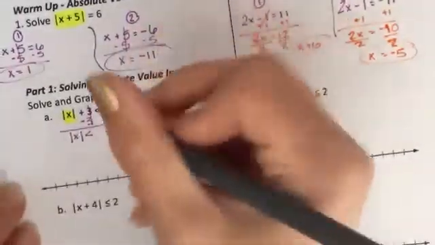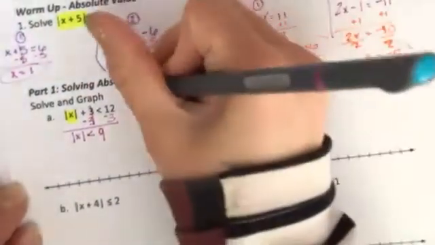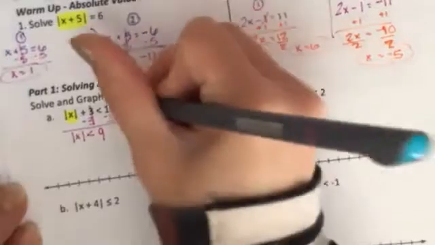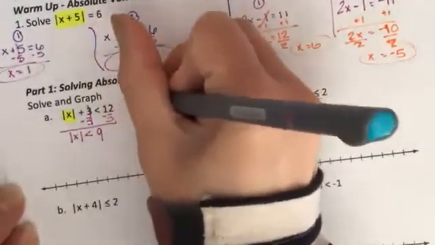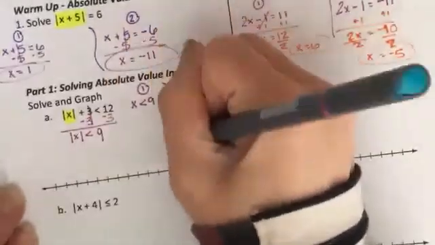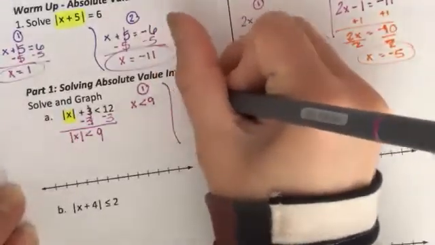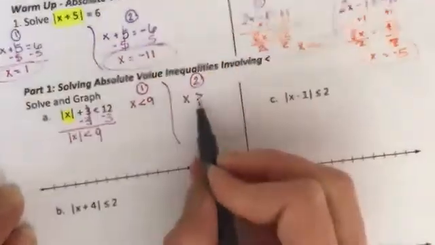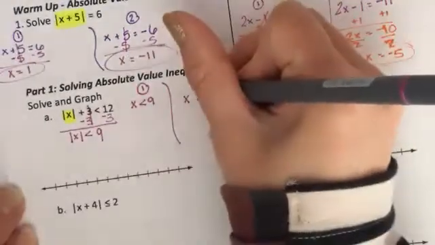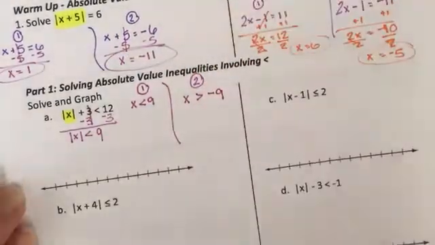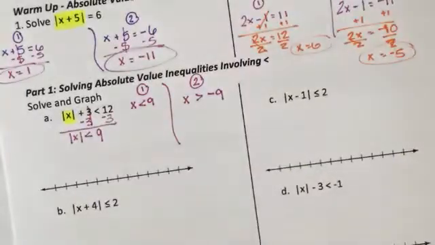12 minus 3 is 9. Okay, so case 1 is going to be the same thing. X is less than 9. But case 2, you have to flip your inequality symbol. So it's greater than now. And then I'm going to put a negative 9. And so then what we're going to do is we're going to graph this and we're going to decide if it's an and or an or inequality.